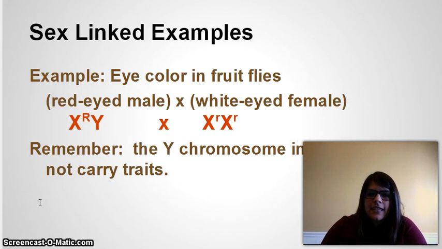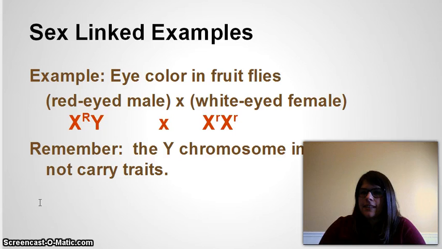Okay, so our sex-linked examples. Eye color in fruit flies is sex-linked. It is carried on the X chromosome. And what we're going to do is we're going to cross a red-eyed male by a white-eyed female. Now notice the notation again. You have a capital X R, Y, nothing on the Y. I repeat, there is nothing on the Y. This is due to the fact that we have such a large X chromosome, and that's crossed by a white-eyed female, capital X little r, capital X little r. Go ahead and do that in your notes form.